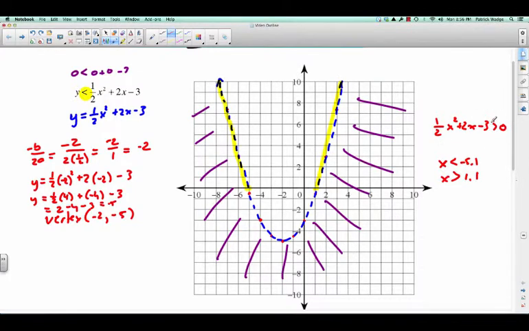What about if this didn't say greater than? What if it said less than 0? Well, then you'd be interested in all the points down here. All these points are less than 0. They're below the x-axis. And so it would be all the points between negative 5.1 and 1.1. All those points are below the x-axis. They all have y values less than 0, in other words.